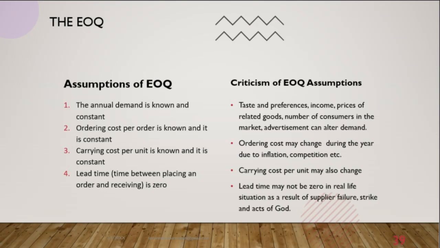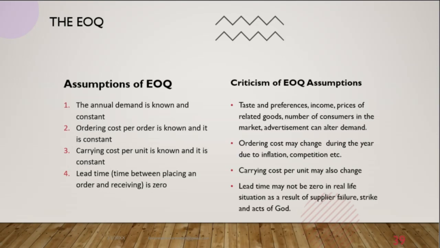Supplier may fail due to strike in his company or what we call acts of God. Acts of God is when we have earthquake, when we have flood, when there are things that we cannot control at all. It is called act of God. This can happen and people may not be able to supply.